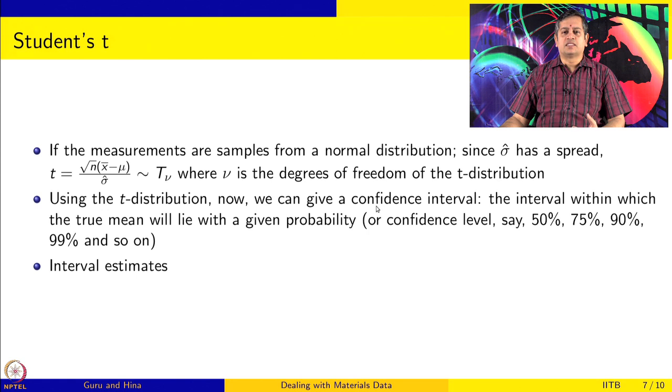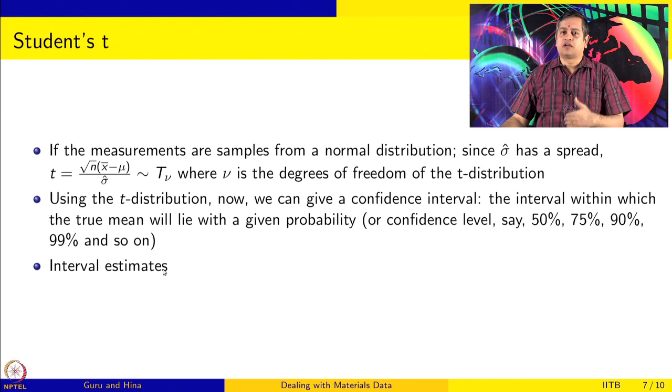By that, what we mean is that we can say with 50% probability, the mean will lie in this range, or with 95% probability, the mean will lie in this range, or with 99% probability, the mean will lie in this range, and so on. These kinds of estimates, where we are not giving one number for the mean, but we are saying what is the range in which the mean will fall, are known as interval estimates.